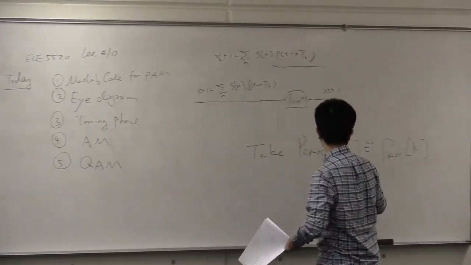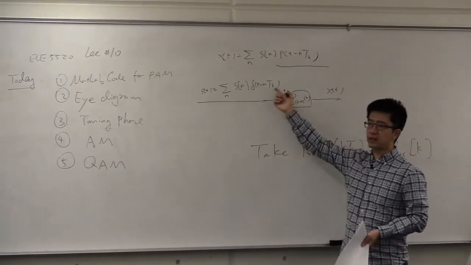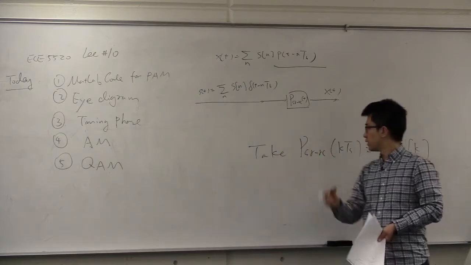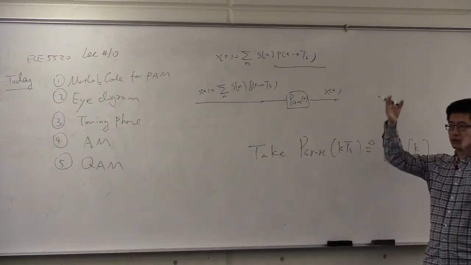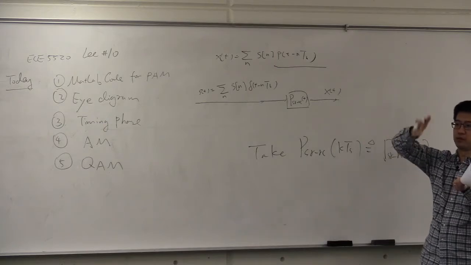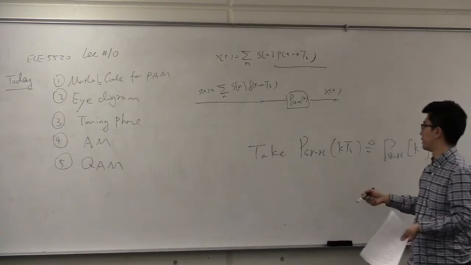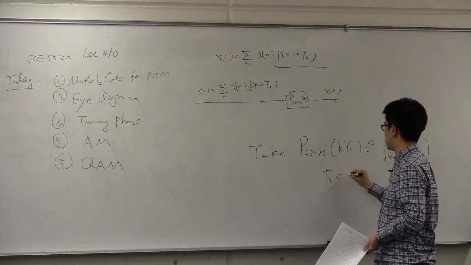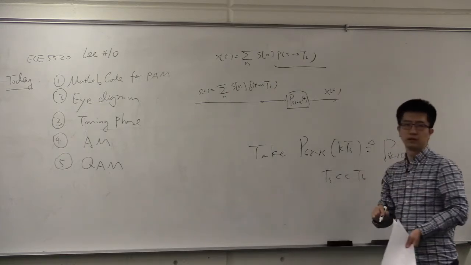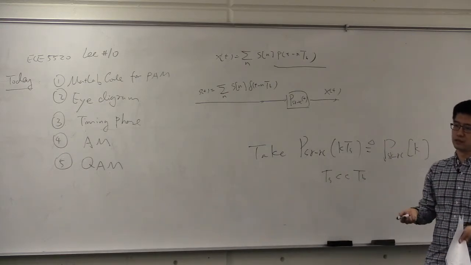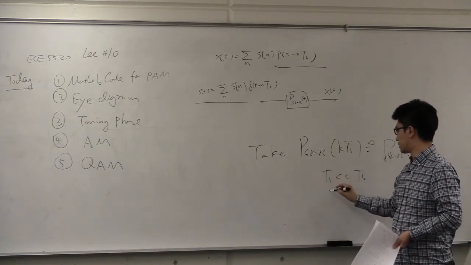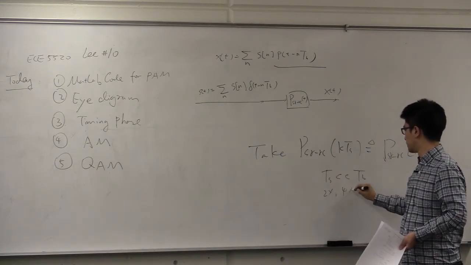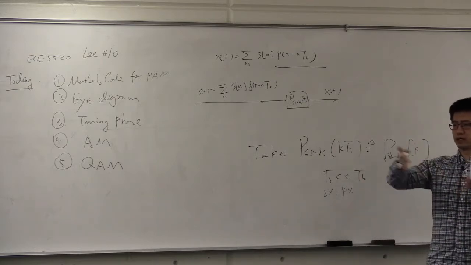So here we can think that TB is our symbol time, right? And here we sample it over Ts. Over one symbol time, we need to sample enough points, right? So you can imagine that Ts has to be much less than TB. Does that make sense? Symbol time, right? Usually maybe Ts is like 2 times or 4 times smaller than TB or so on. You can make it as small as possible.